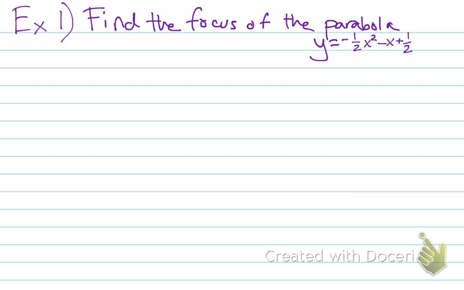Perfect. All right, so this is example number 1. It says to find the focus of this parabola, y equals -1/2 x squared minus x plus 1. So the first thing we can do is complete the square to make it look like the standard form of the equation of a parabola.